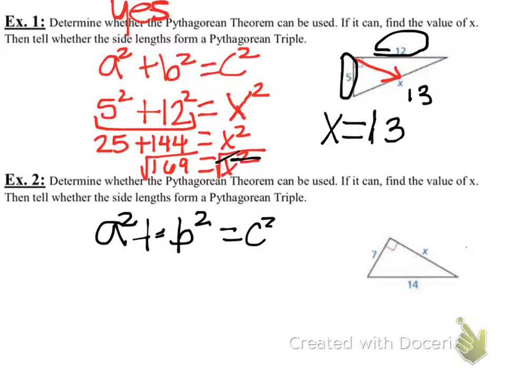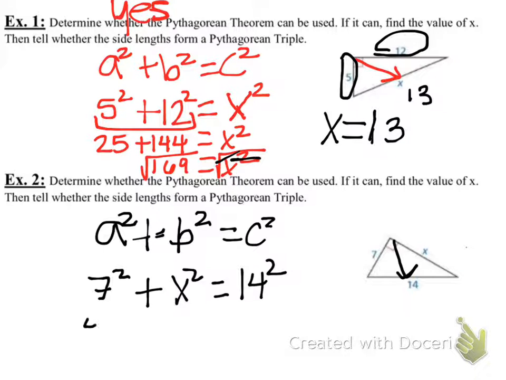So again, opposite of the right angle. This time, it's not the x value that we're finding. The x value is either a or b, whichever you would like it to be. So 14 is my c value. So I'm going to have 7 squared plus x squared. You could have written them in a different order, as long as 14 squared is your c squared value. All right, so work that down.